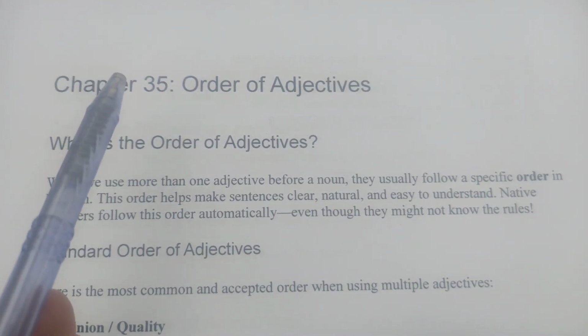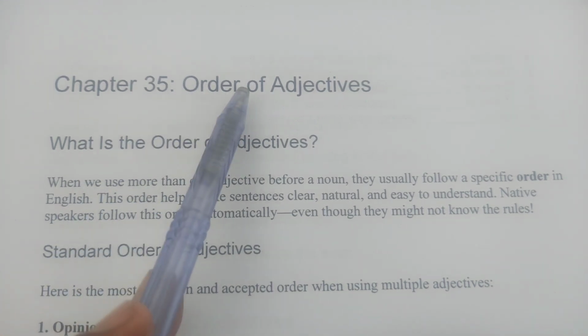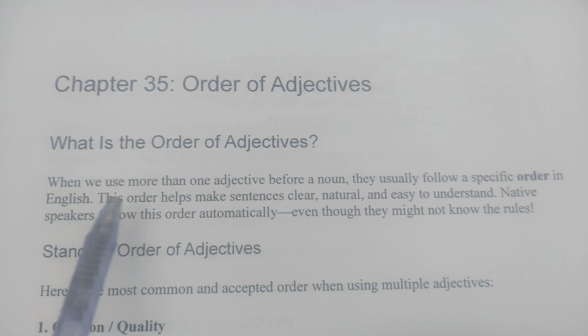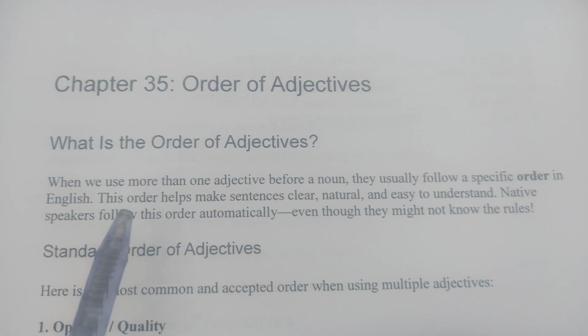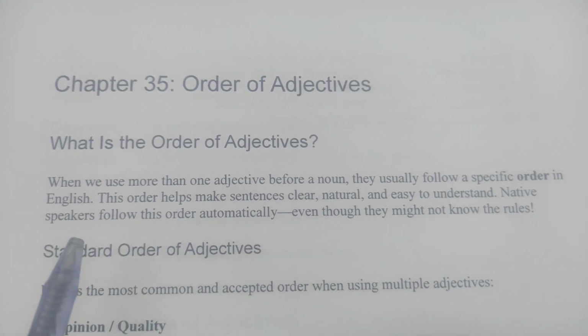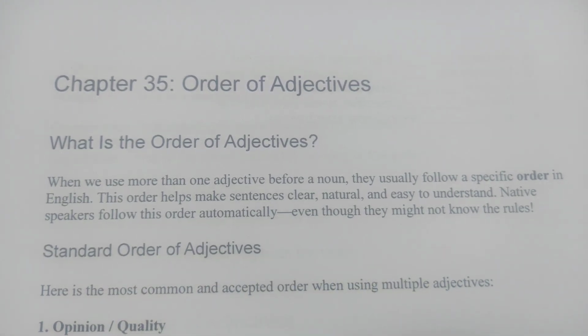Today in this grammar lesson, in chapter 35, we are going to learn order of adjectives. What is the order of adjectives? When we use more than one adjective before a noun, they usually follow a specific order in English. This order helps make sentences clear, natural, and easy to understand. Native speakers follow this order automatically even though they might not know the rules.